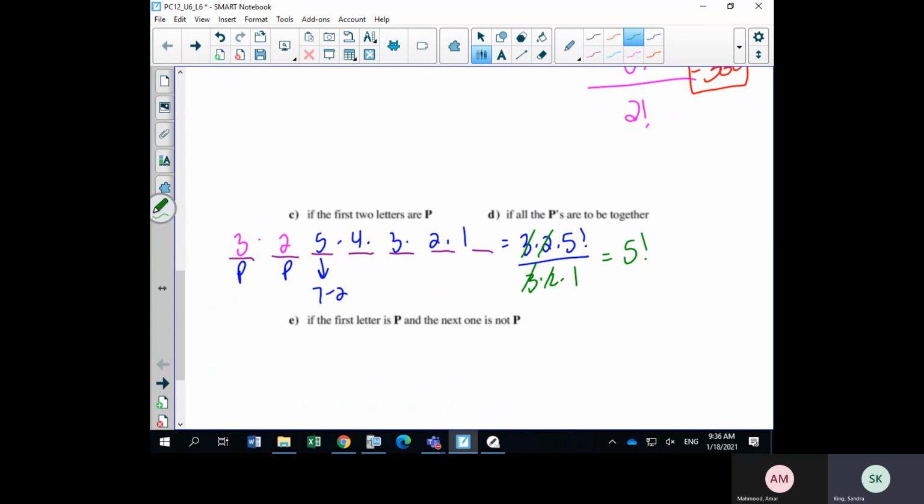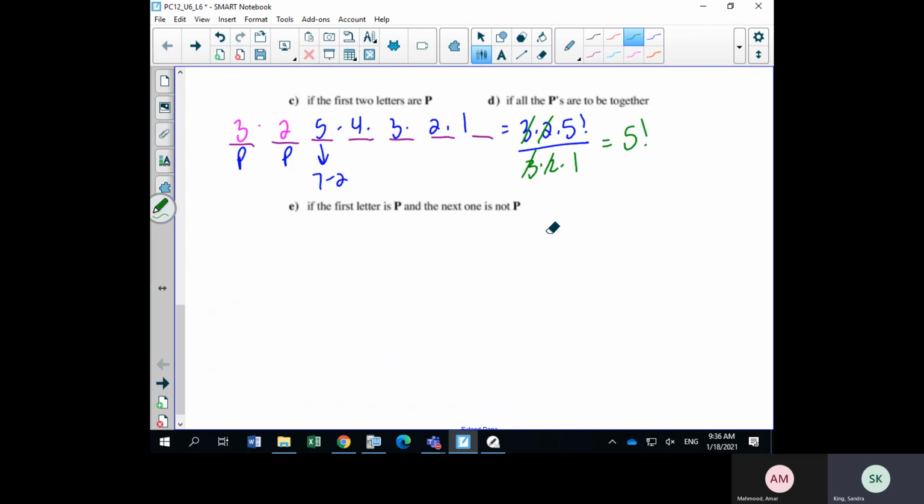Your book, if you're going to look at how your book does it, they're just going to write 5 factorial is how your book does it. Now, I'm going to show you how the book would do it, okay, for this question, and then you guys decide. So the book says the first 2 letters are P's. So they're going to do P, P, and they're going to take that out of the pool, is how your book does it.